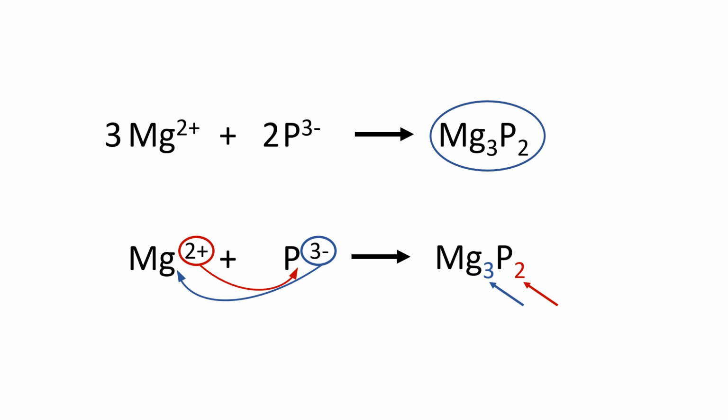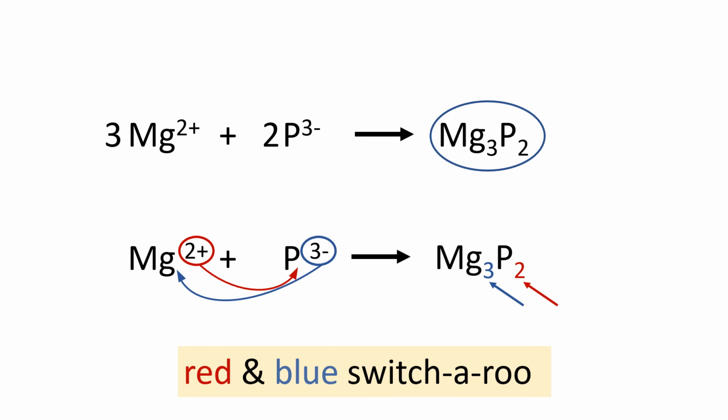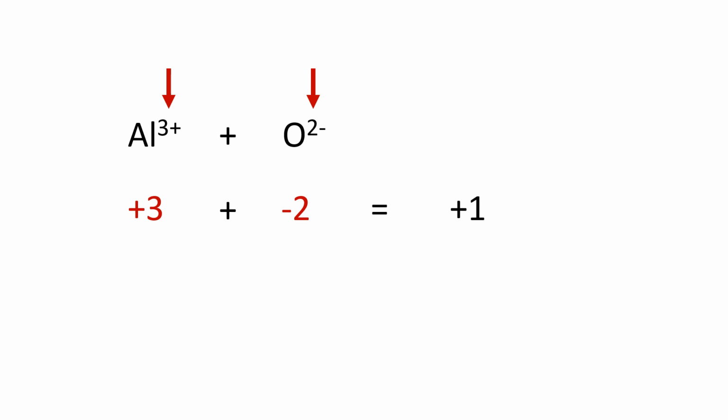So this is pretty simple, isn't it? This is a technique that I like to call the red and blue switcheroo. It's just that simple, and yes, it works every time. So let's take a look. Here we have the aluminum ion and oxide, and the thing that we need to be aware of with these ions is the charge. So let's fill in the bottom part right here, and if we do the math, we can see that, oh yeah, we are not neutral.